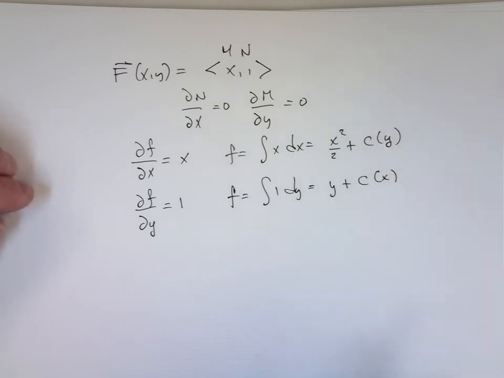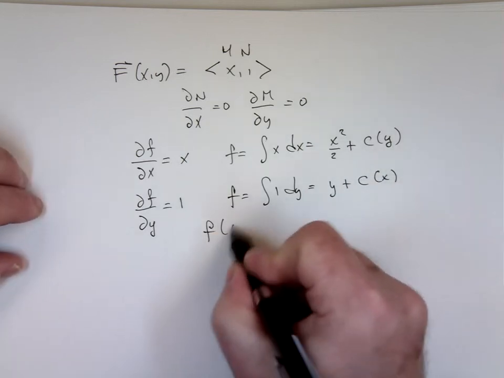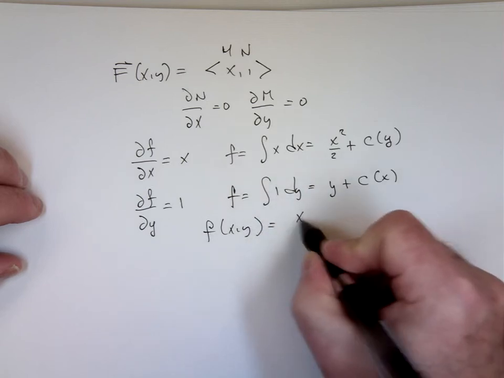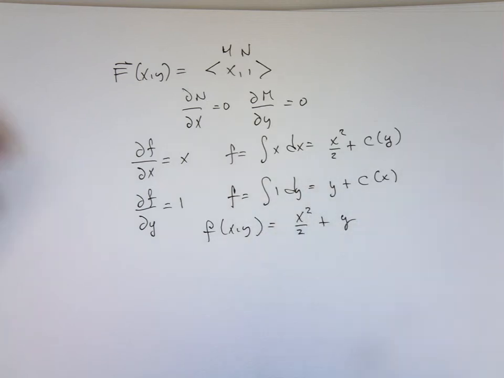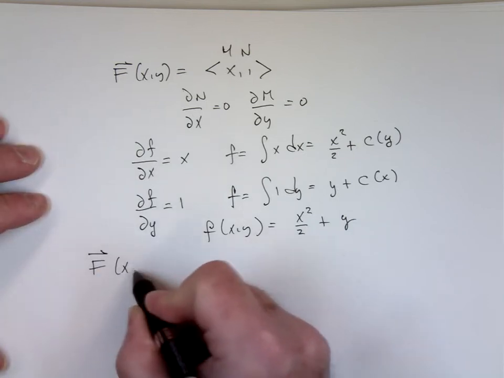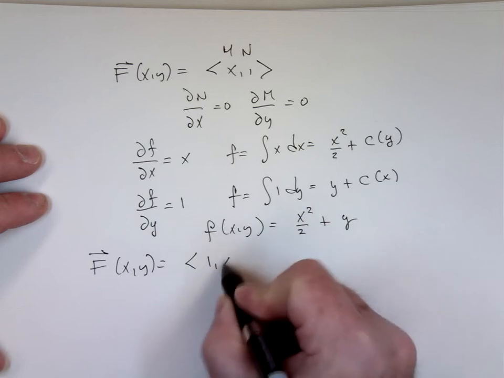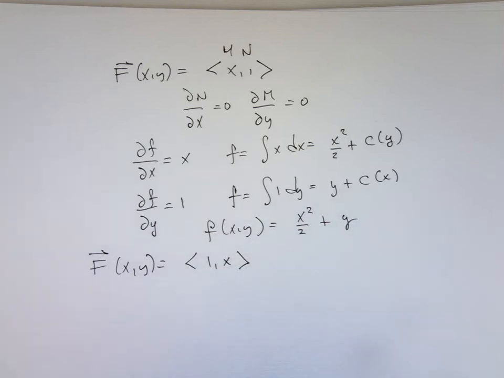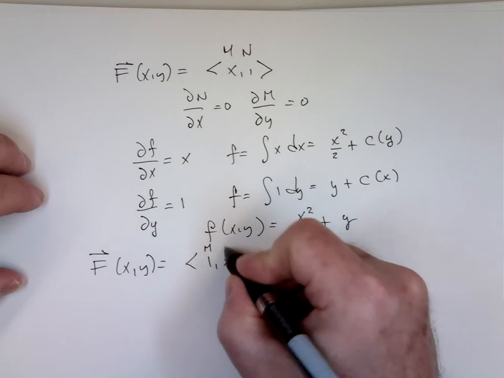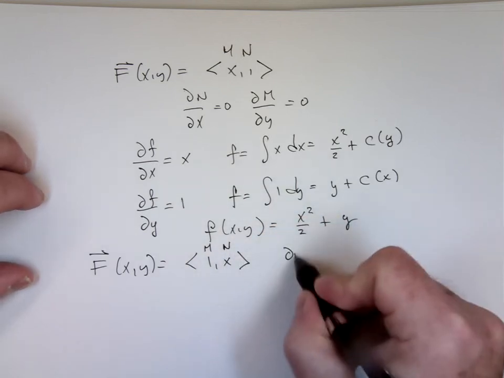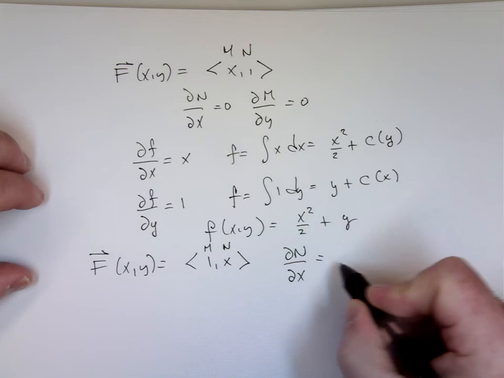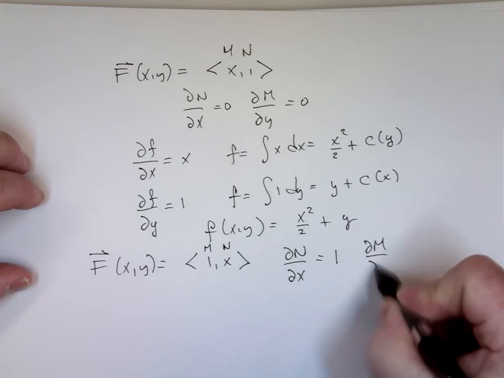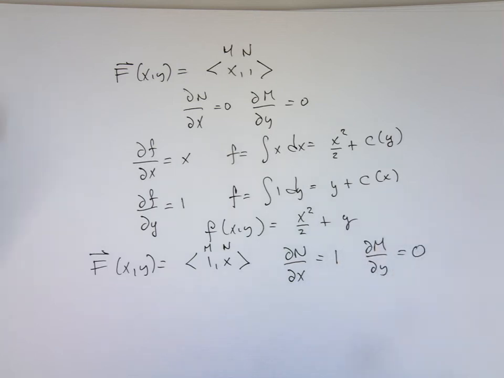So, what's our potential function here? X squared over 2 plus y. Okay, so that does work. And when Liam said, yeah, you could capture that potential just by integrating, he was absolutely right. But let's take a different example. Let's take this example. Let's test for conservative. Partial of n with respect to x, 1. Partial of m with respect to y, 0. These are different. This is non-conservative.